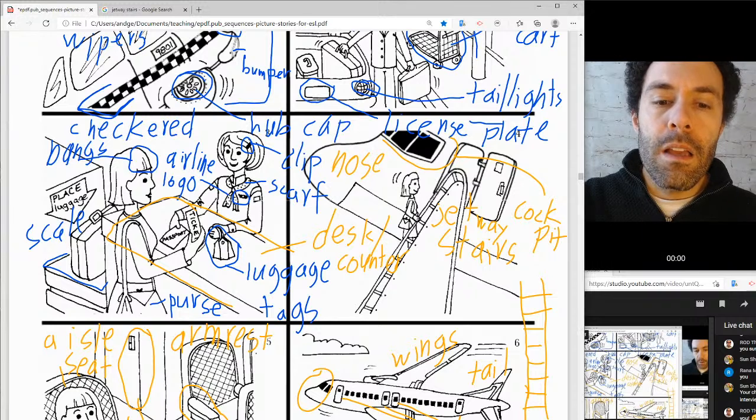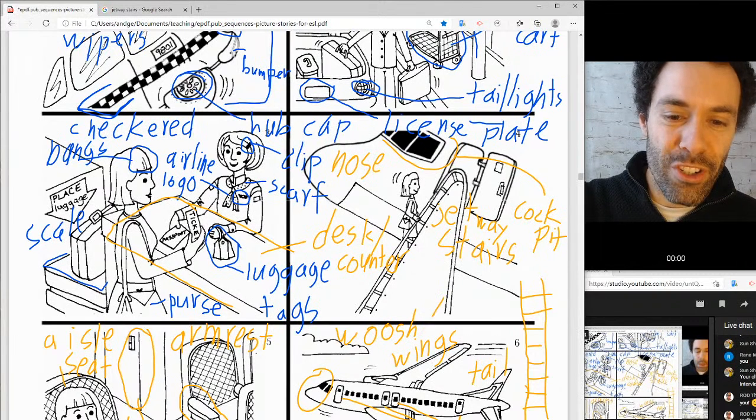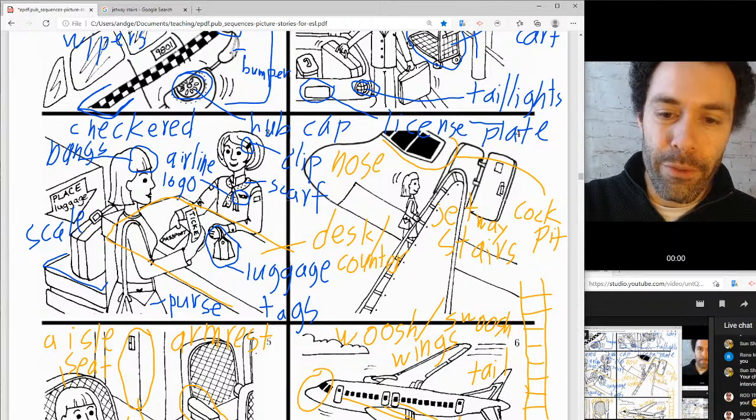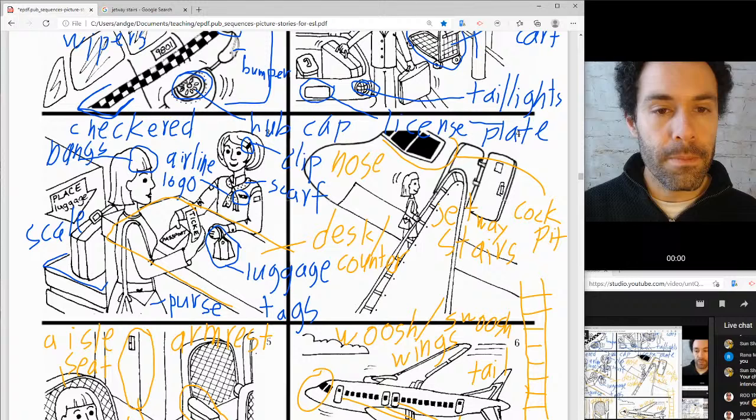A sound word that you'll see a lot with planes is whoosh, or swoosh. If you're looking for sound words that planes like to use.